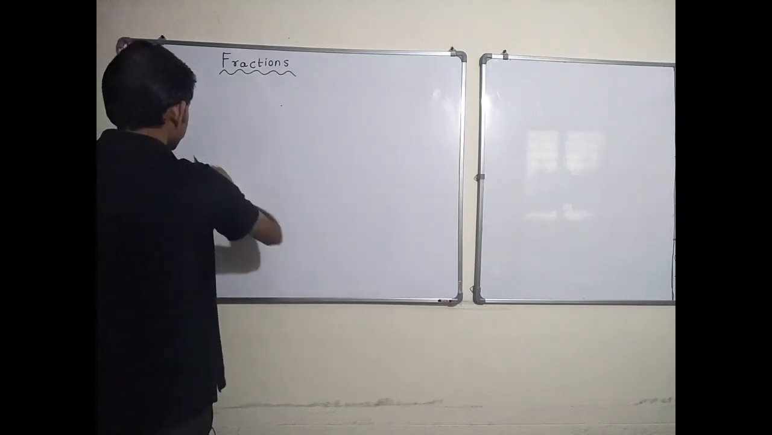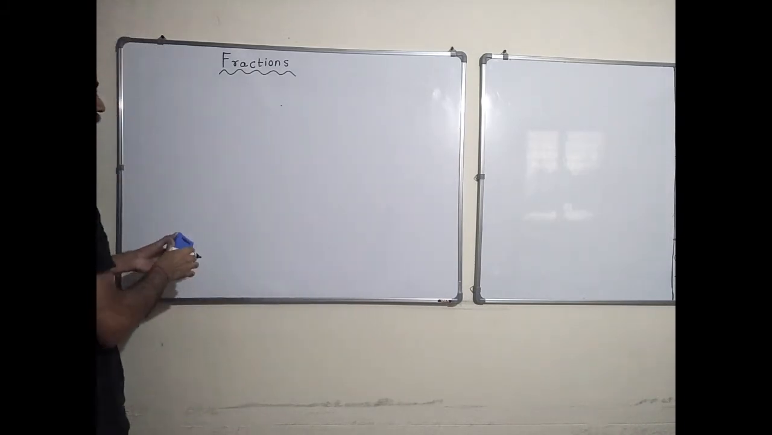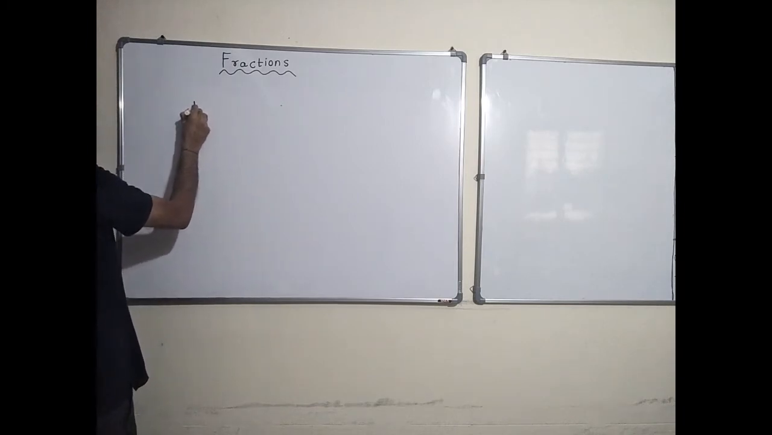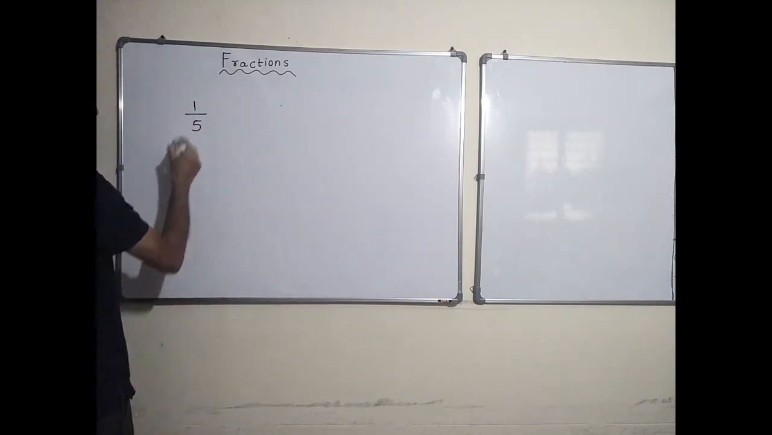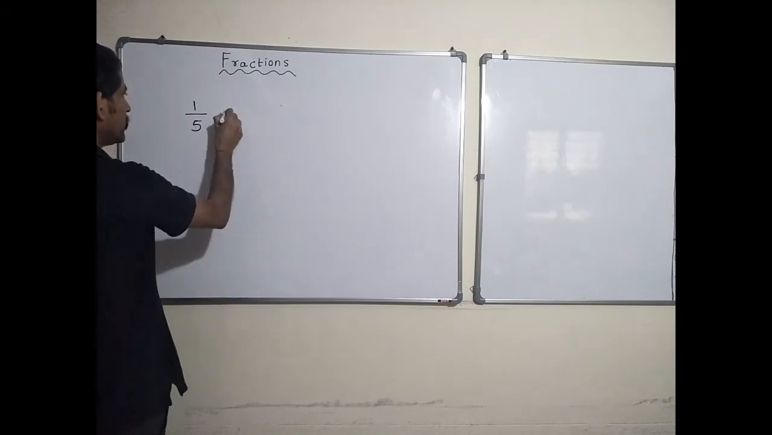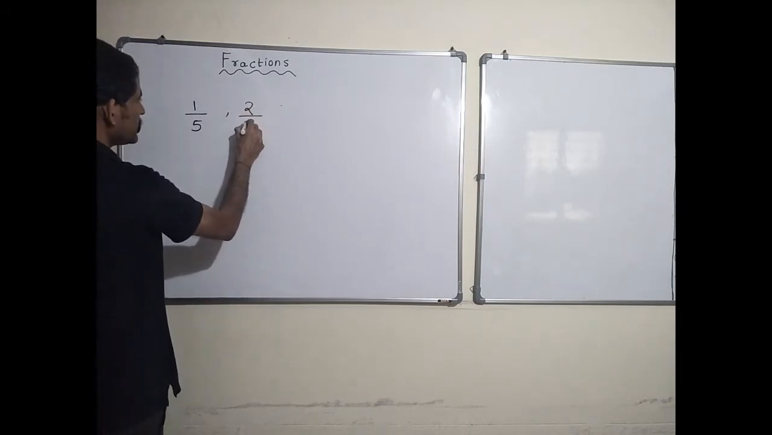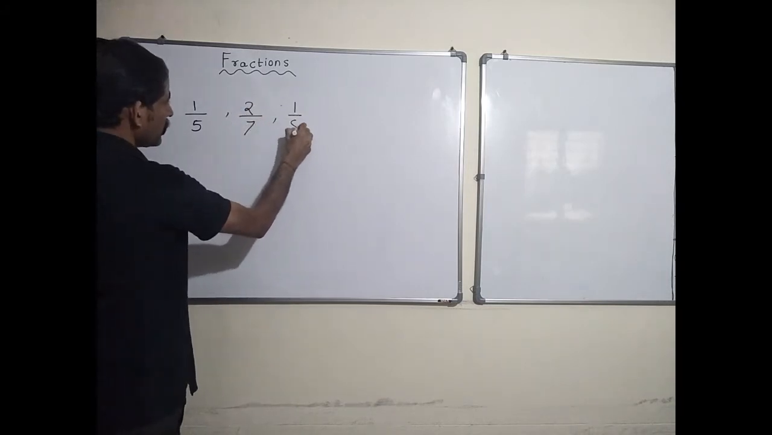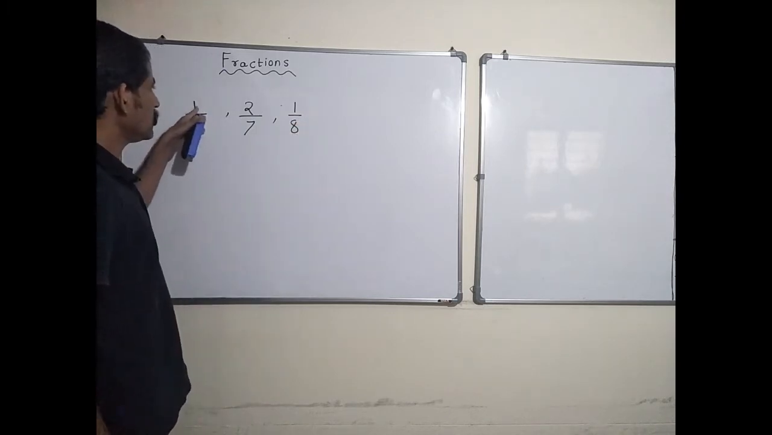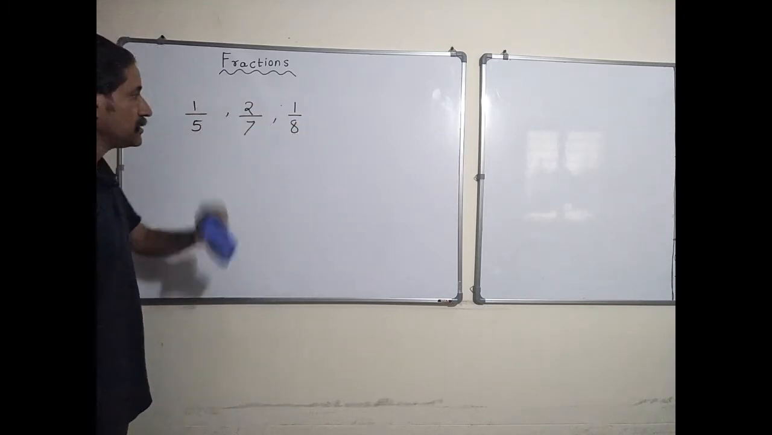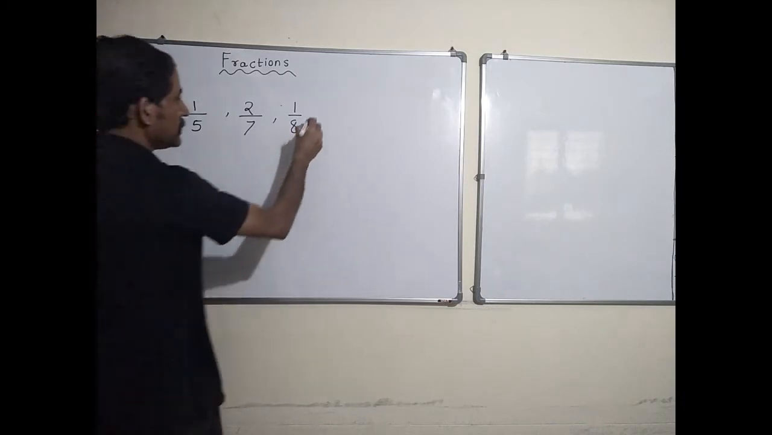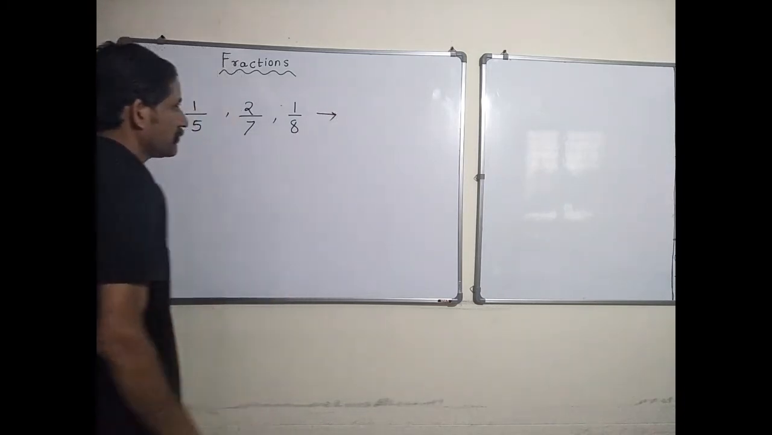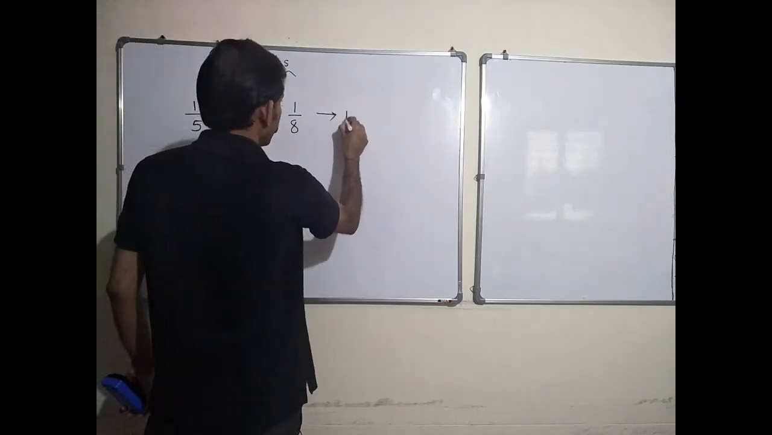In some fractions, you see that the numerator is less than the denominator. Like 1/5, numerator is less than denominator, or 2/7, 1/8. In all these cases, you see that the numerator is less than the corresponding denominator. These fractions are called proper fractions.